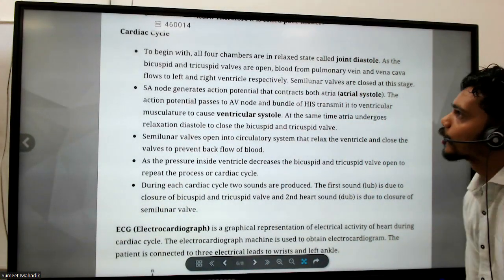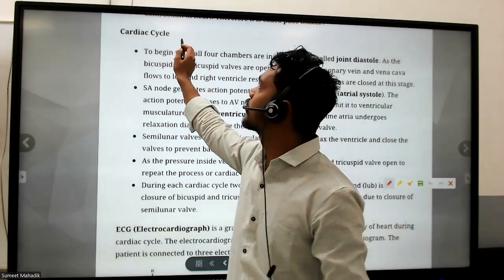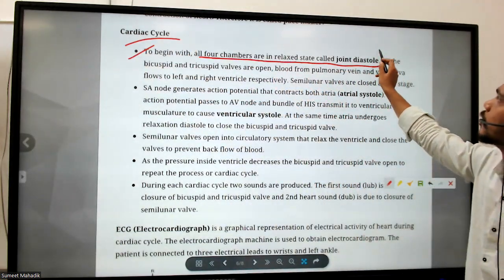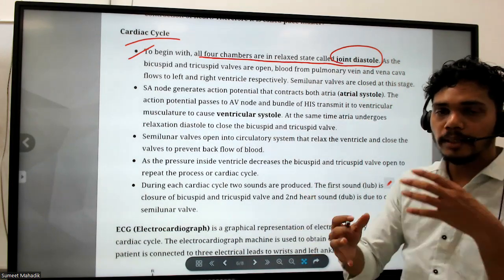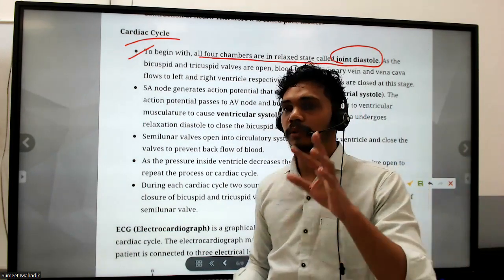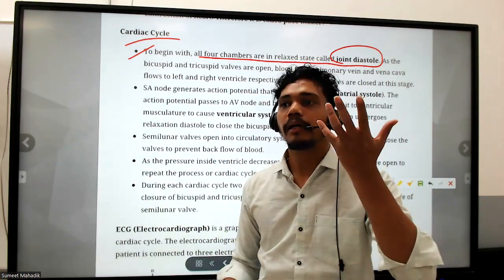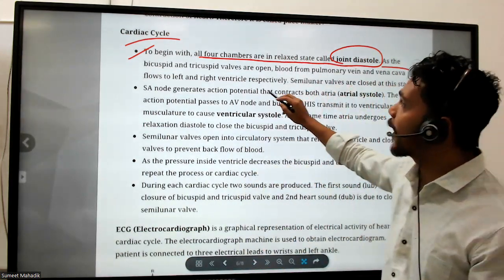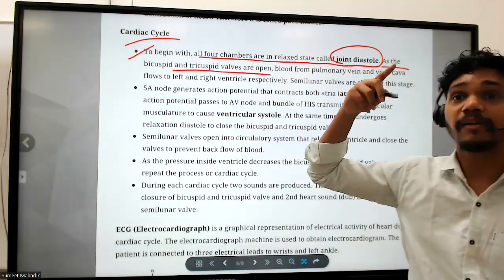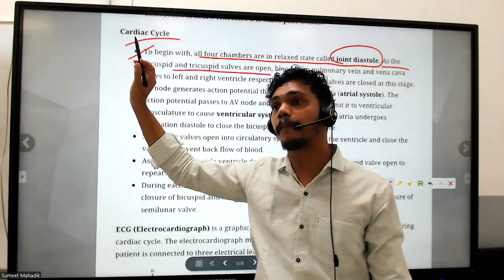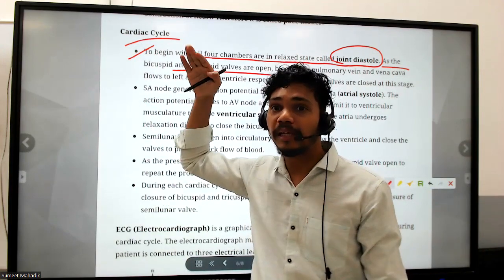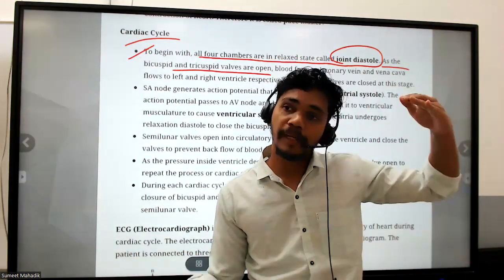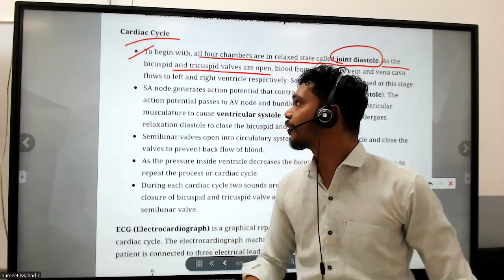We have just seen the videos. Now let's start the cardiac cycle. To begin with, all four chambers are in a relaxed state, called joint diastole. What is joint diastole? Systole and diastole. Systole is where the pumping happens, and diastole is the relaxation phase. So the bicuspid and tricuspid valves are open. Tricuspid is between the right atrium and right ventricle, and bicuspid is between the left atrium and left ventricle.